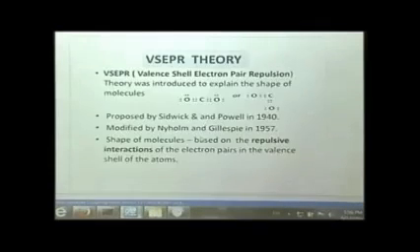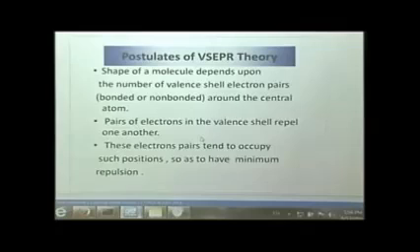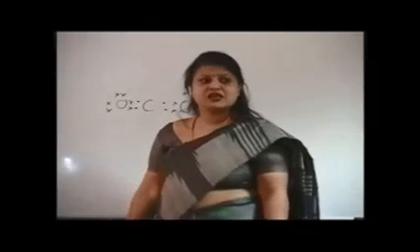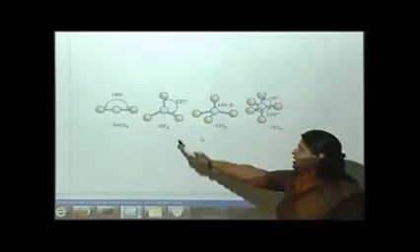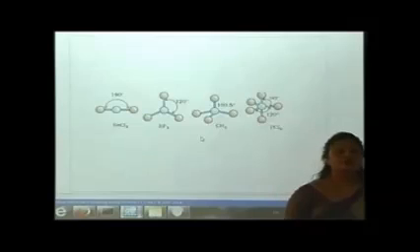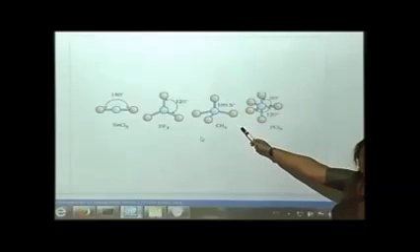So, to have a minimum repulsion, say for example, if we have two bonded pairs, two electron pairs, they can be placed at a bond angle of 180 degrees. If we have three bonded pairs, then in order to have minimum repulsions, the bond pairs should be at an angle of 120 degrees. If we have four bonded pairs, then in order to have minimum repulsion, they should be in a tetrahedral arrangement, that is 109.5 degrees.